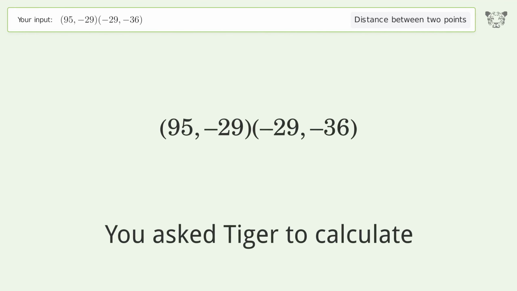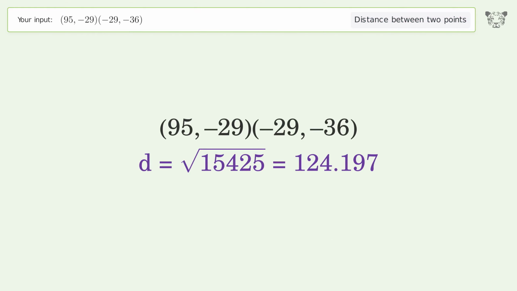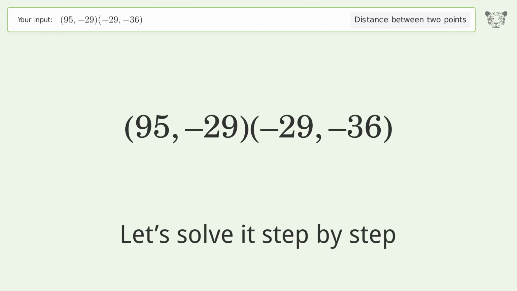You ask Tiger to calculate. This deals with the distance between 2 points. The distance between the 2 points is the square root of 15,425, or 124.197. Let's solve it step by step.